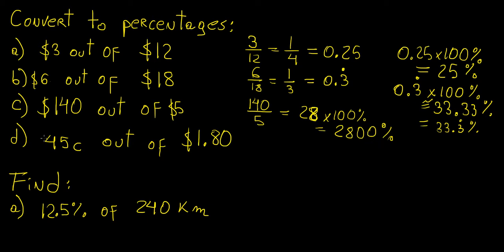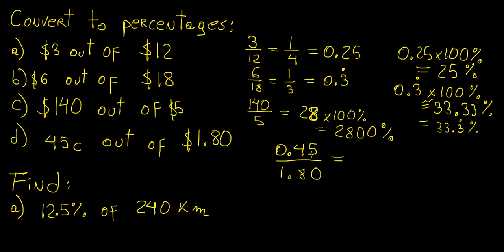And now what we're going to look at is, let's say we have 45 cents out of $1.80. Obviously, we cannot really do percentages if we're not dealing with the same units. So we need to convert one of them into the units of the other before we do that. So let's just convert this to dollars. So 45 cents is the same as $0.45, and we're going to divide it by 1.80.